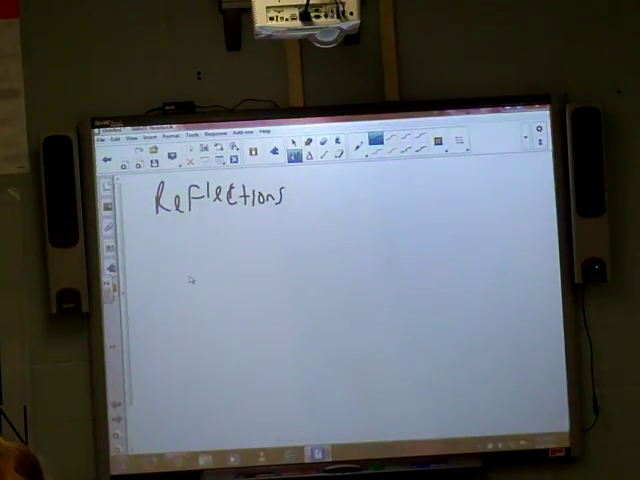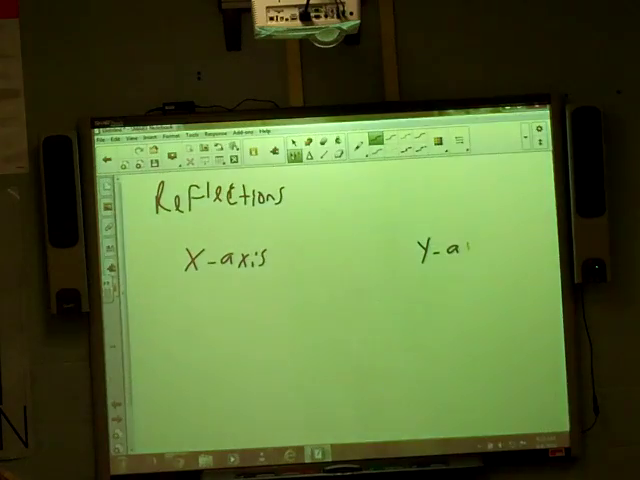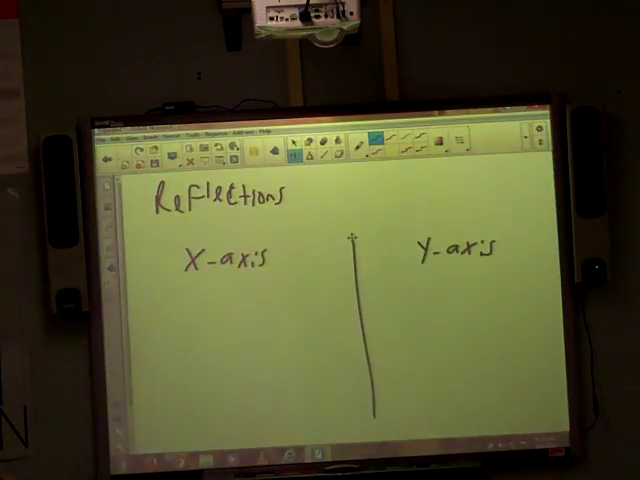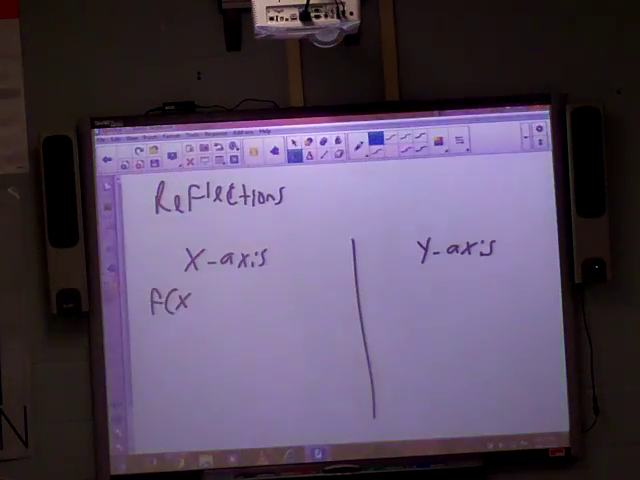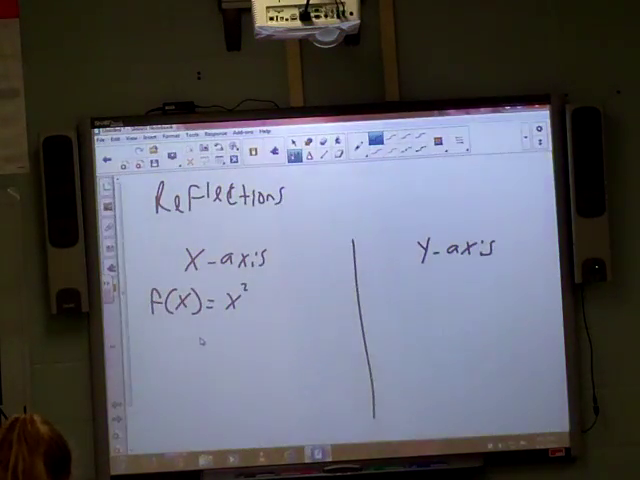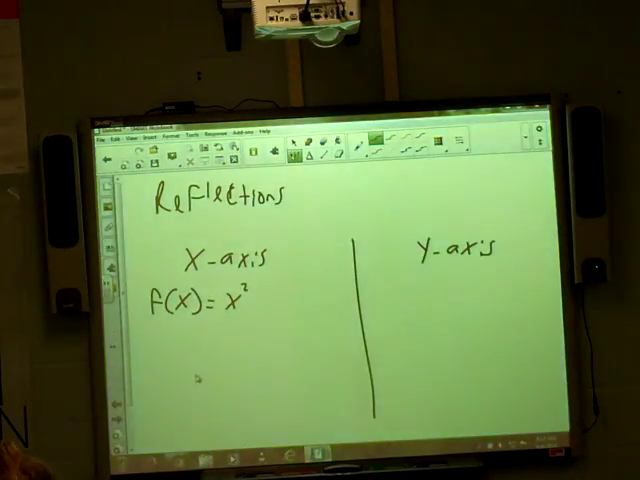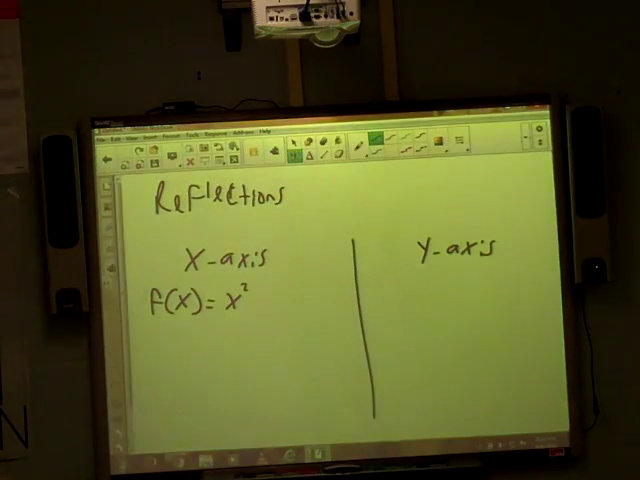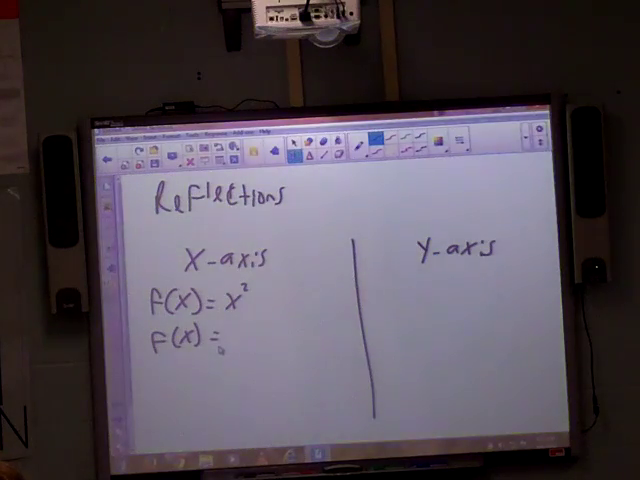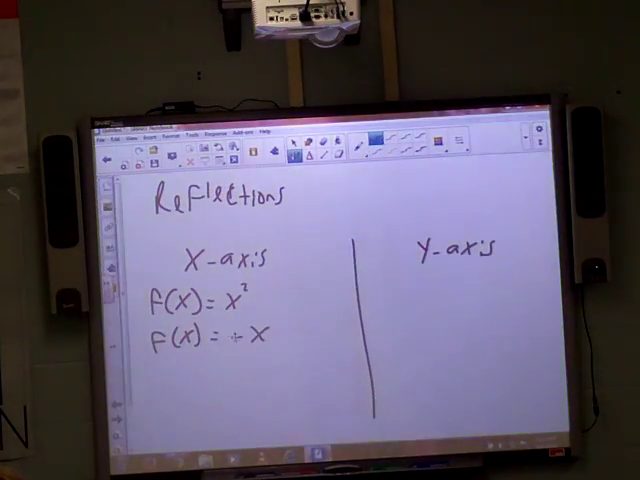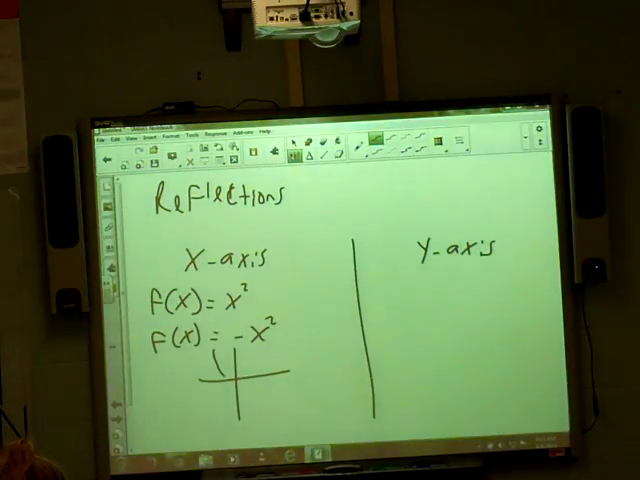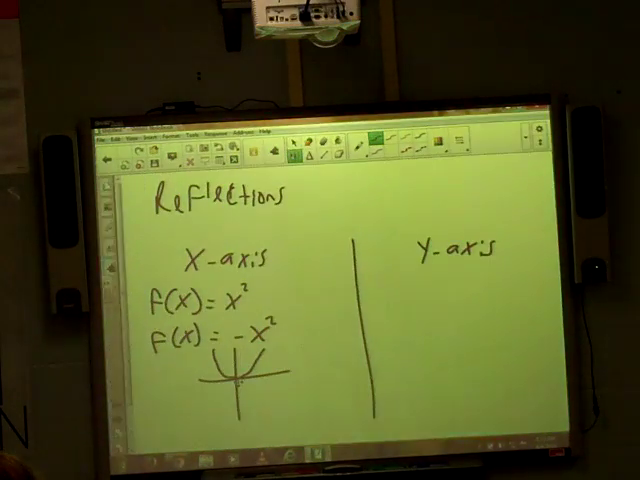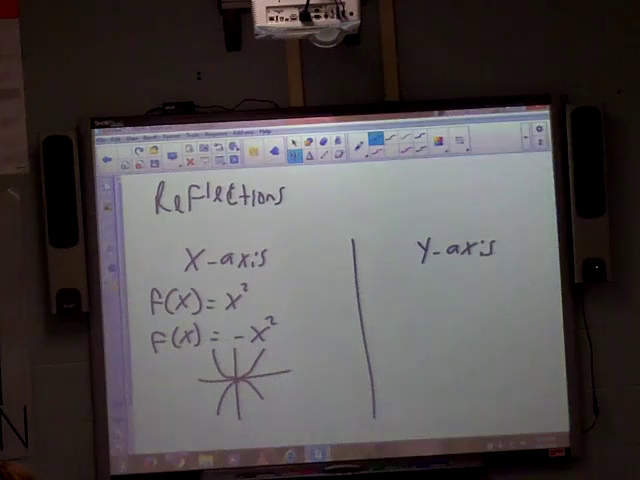C-T-I-O-N-S. We'll do one side for the x-axis, and reflection in the y-axis. If I had my parent function f of x equals x squared, I'm in the x-axis side. All that it's going to do to reflect in the x-axis is put a negative out in front of the whole thing, just like we did on the bell work. So on our graph, if my f of x equals x squared is there, the reflection of it would be there. Just flips it upside down.